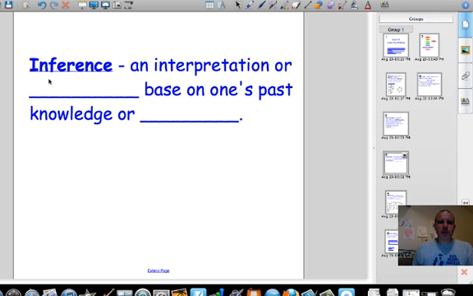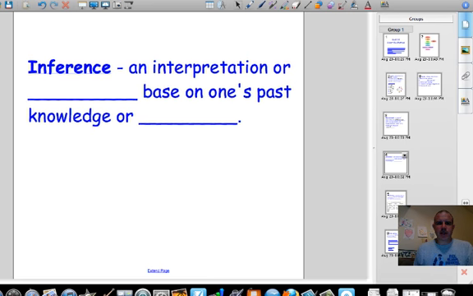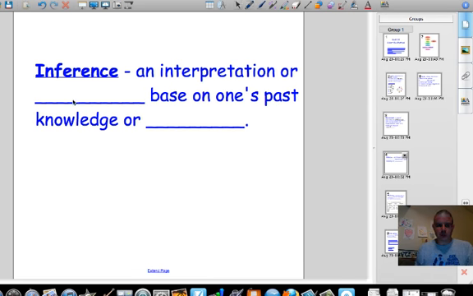So we learned what an observation is, but an inference is taking it to the next step. So it's an interpretation, or we can form a conclusion based on one's past knowledge, or we could say someone's past experiences.